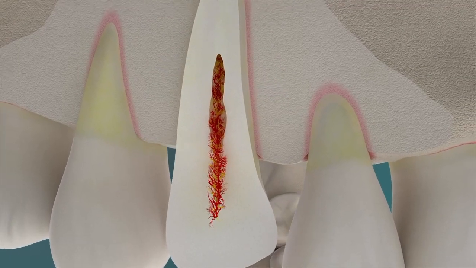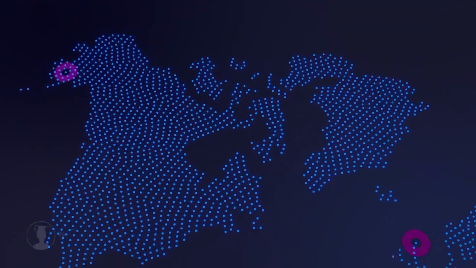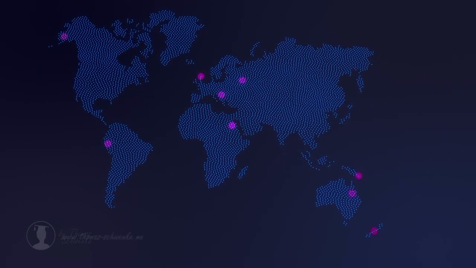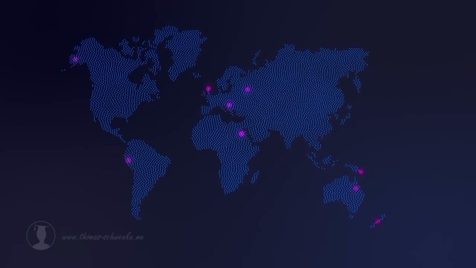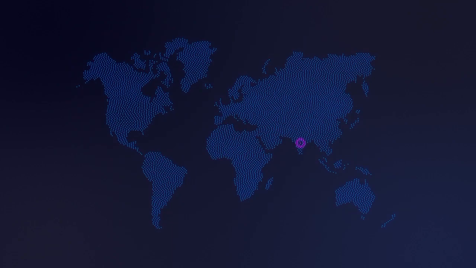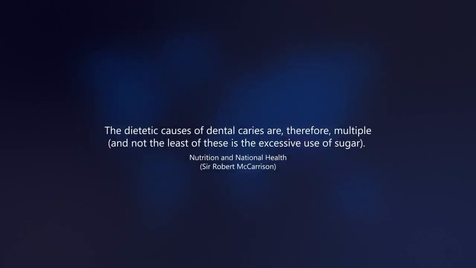The most common diseases of the teeth and the periodontium are caries and periodontitis. Let's look at caries first. In the early 20th century, the dentist Weston A. Price traveled the world, comparing traditional with modern diets. The conclusion of his research was that an excess of sugar and white flour in modern diets is probably responsible for tooth decay. Sir Robert McCarrison traveled to India at about the same time and investigated the connection between diet and health. He came to the same conclusion as Price.